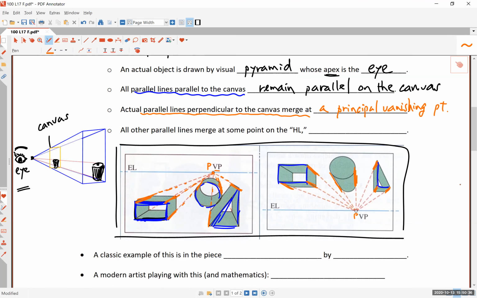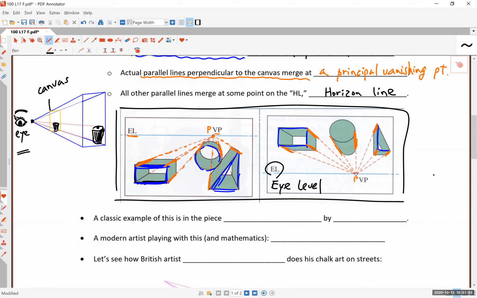Okay, now all other parallel lines merge at some point on the HL or EL. So when you say HL, it's the horizon line. EL, sometimes called, is referring to the eye level, okay? And that's pretty much the same thing. All right, and so I will be illustrating these things in just a moment, okay?